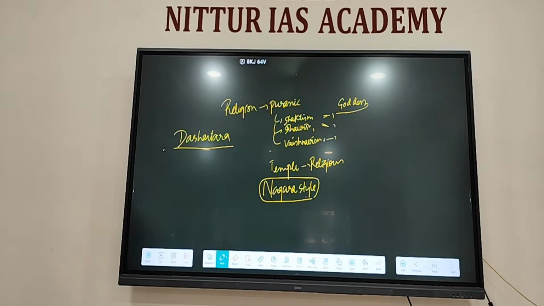Second point you can write down: Shaivism also flourished. Shivalinga and Nataraja symbol became more prominent.